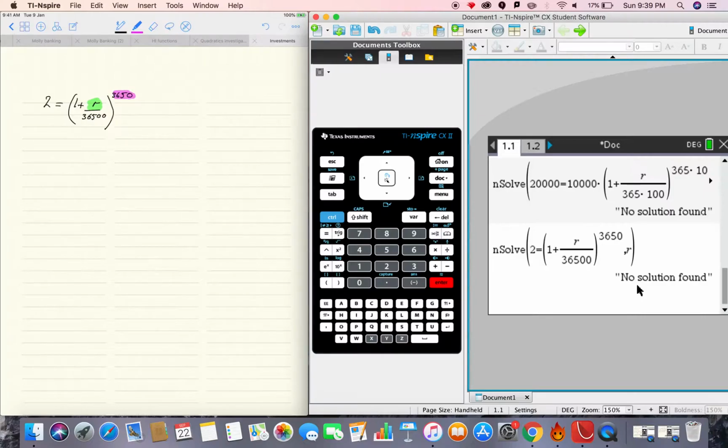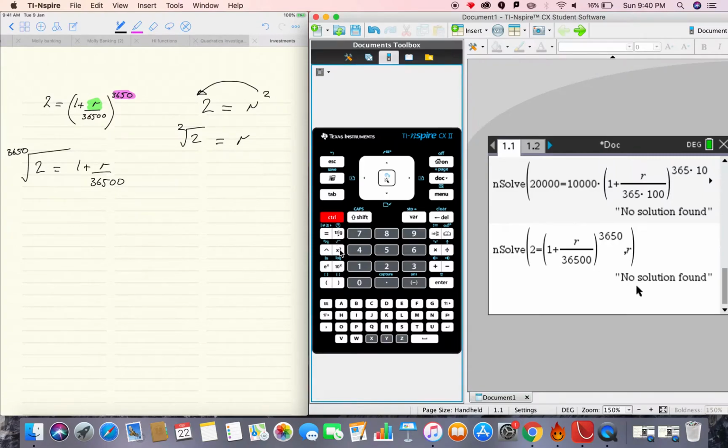power of 3650. Now, if I had 2 equals r squared, the squared would come across and do the opposite. And so you'd have r equals the second root of 2. So we can do the same here. 2 equals 1 plus r over 3650. And the 3650 comes over and becomes the 3650th root. So let's just see if we can get my calculator.